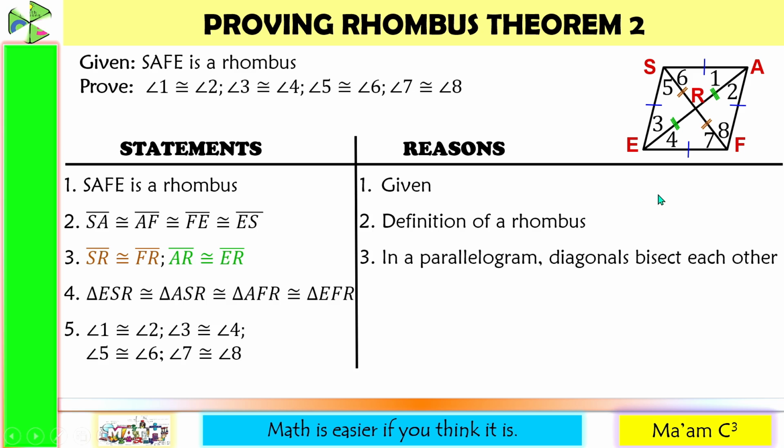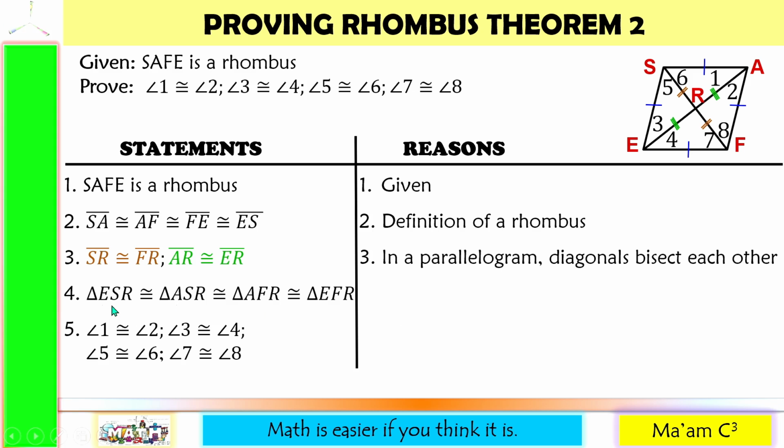So let's take a look. What do we have here? I have here side, side, side, with side, side, side. Three sides. That means SSS congruence postulate. Let's look. Triangle ESR is congruent with triangle ASR. Also congruent with triangle AFR and also congruent with triangle EFR. Be careful in arranging the letters.